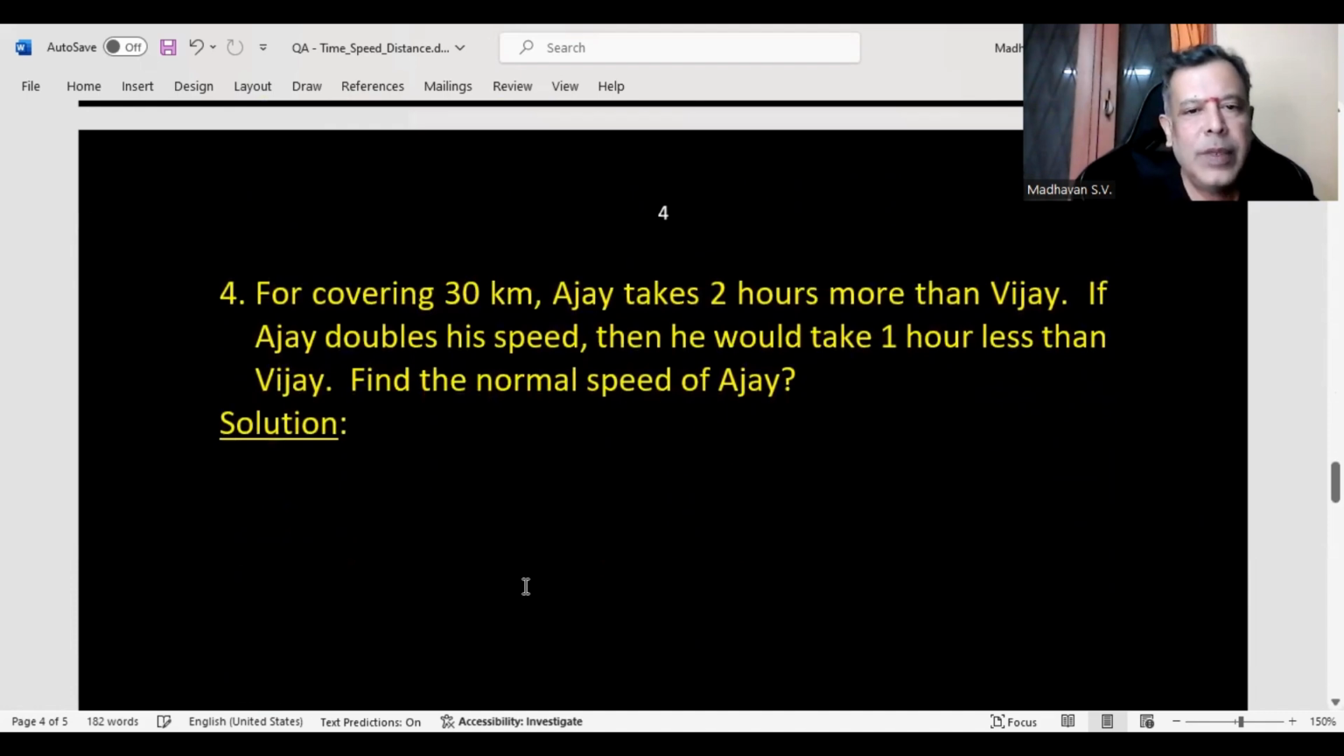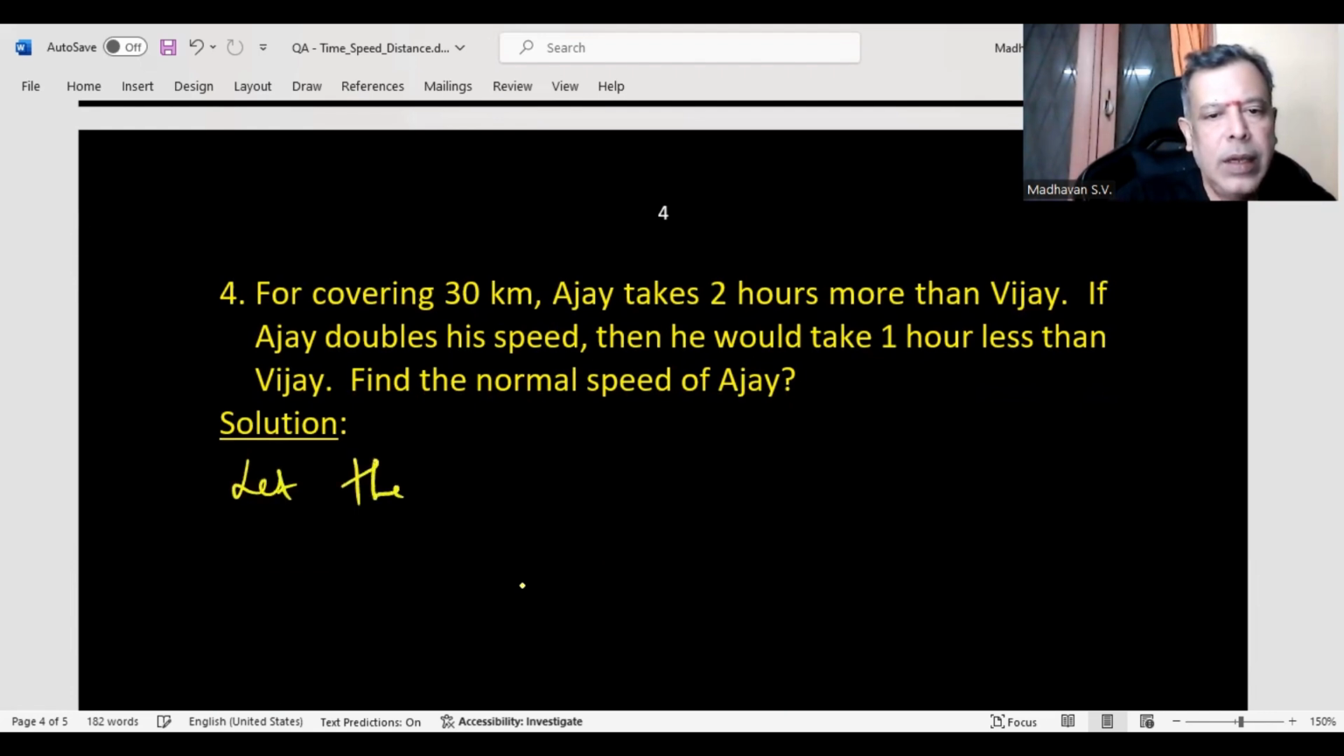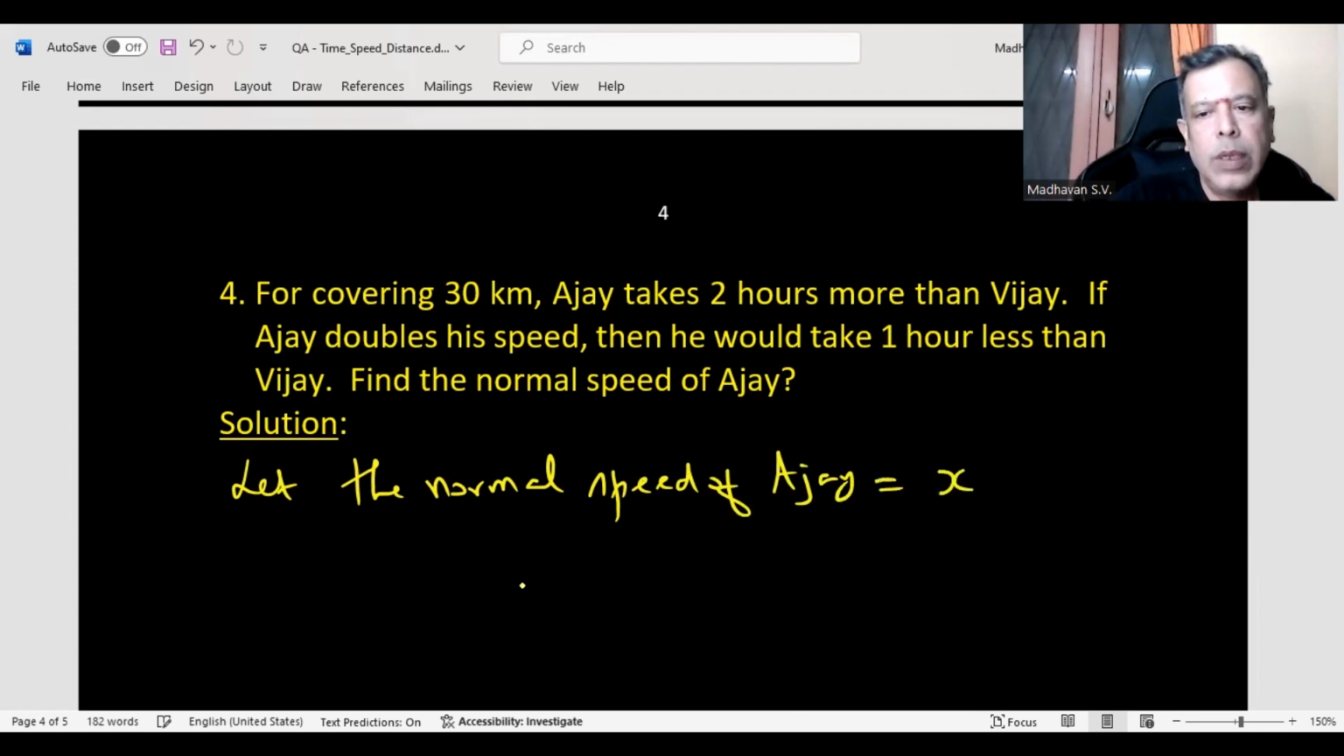For covering 30 kilometer, Ajay takes 2 hours more than Vijay. If Ajay doubles his speed, then he would take 1 hour less than Vijay. Find the normal speed of Ajay. So let us consider, let the normal speed of Ajay equal to x kilometer per hour.